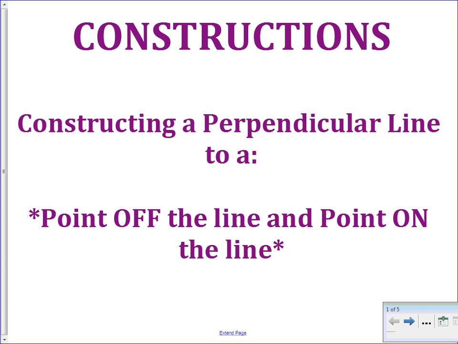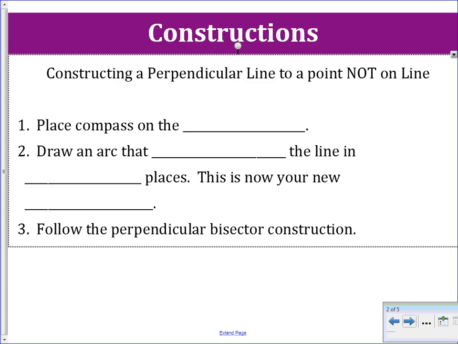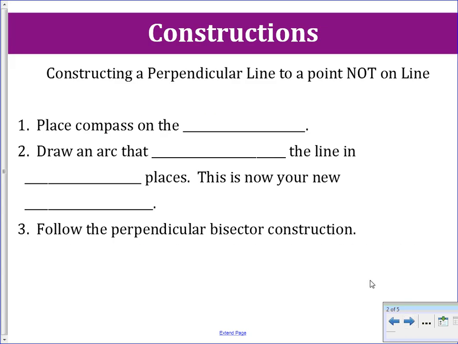This next construction video is going to be constructing a perpendicular line. And here we are going to do two constructions. We are going to construct a perpendicular line to a point off of the line, and we are going to construct a perpendicular line to a point that is on the line.